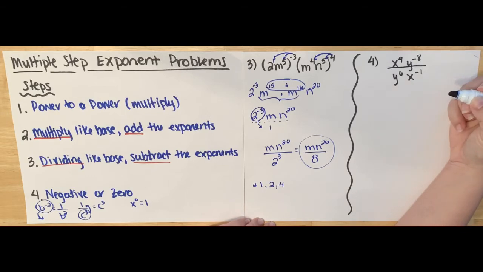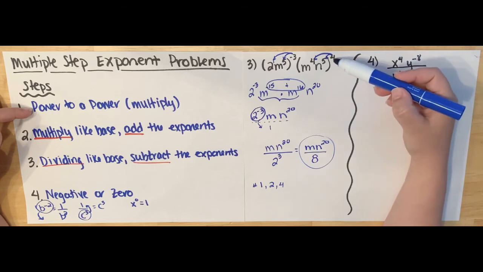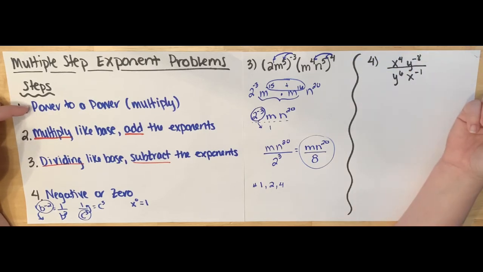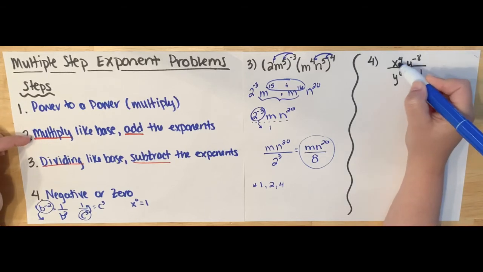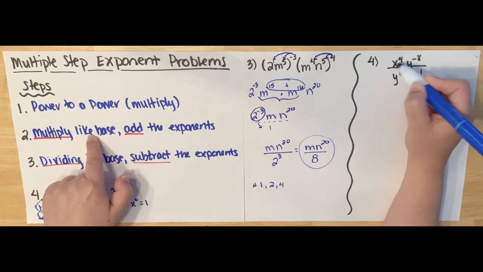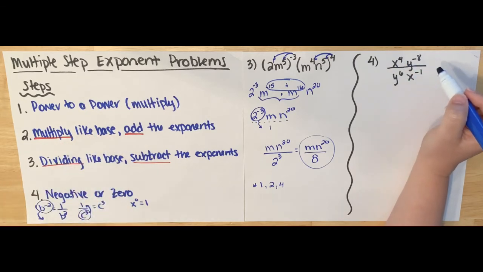Let's look at number 4. Do I have a power to a power? Well, I don't have any parentheses, and I don't see an exponent outside like I did over in number 3, so I'm going to skip power to a power. Do I have multiplication? Yes. Are they like bases? No. So I don't have the multiplication of like bases step.